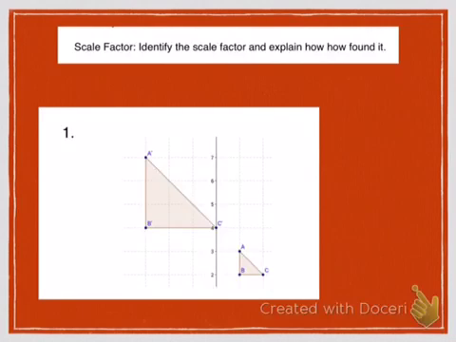Alright, it wants us to identify the scale factor and explain. So remember the one without is the pre-image. And this is the image. So notice the image is larger. The pre-image has a horizontal side that measures 1 box. And the image has a side that measures 1, 2, 3 boxes.